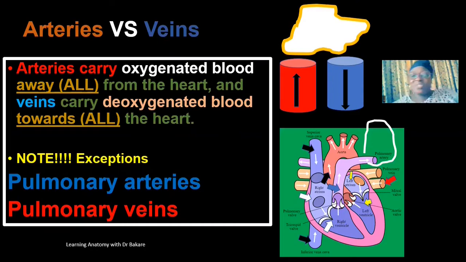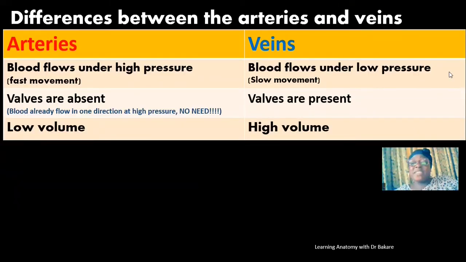So in general, if you want to establish the differences between the arteries and the veins, we can say that the arteries carry blood away from the heart, while the veins carry blood towards the heart. And another difference would be that the arteries carry oxygenated blood except the pulmonary artery, which carries deoxygenated blood, and also the veins will carry deoxygenated blood except the pulmonary veins that carry oxygenated blood. So going further on the differences between the arteries and the veins, the blood in the arteries flows under high pressure, while the blood in the veins flows under low pressure.